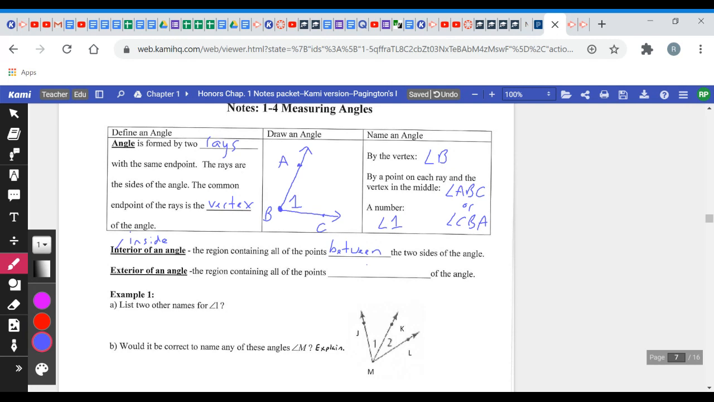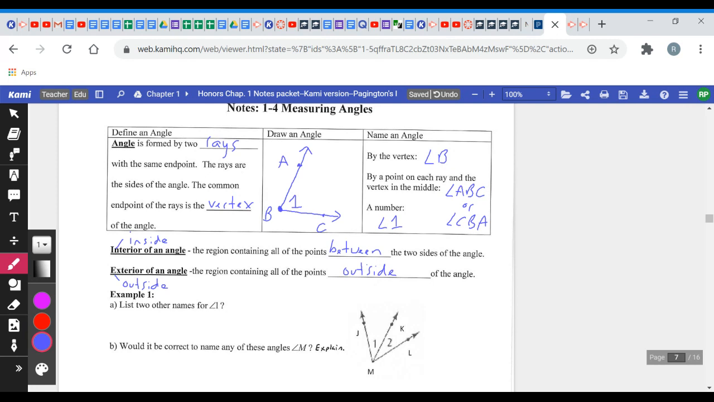Okay, exterior. Think about what that means in everyday life. The word that comes to mind for me is outside. If someone says they're going to paint the exterior of their house, that means they're painting the outside of their house. The definition here says the region containing all of the points outside of the angle.